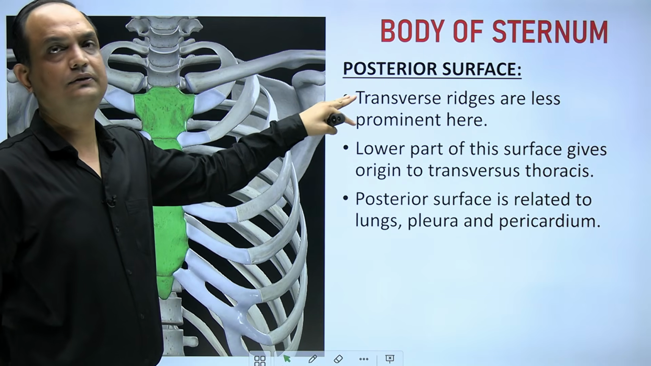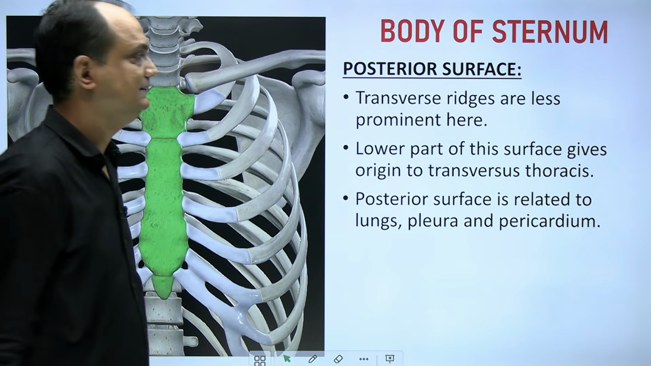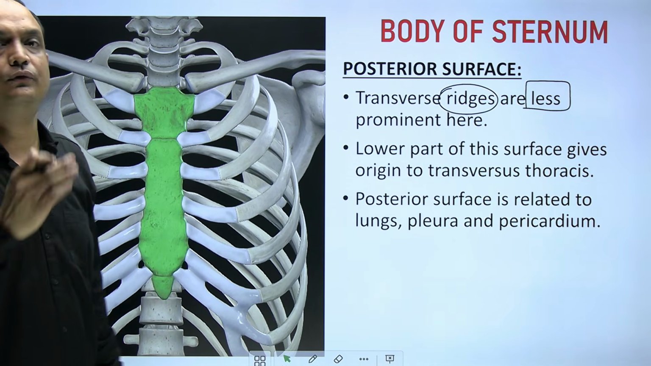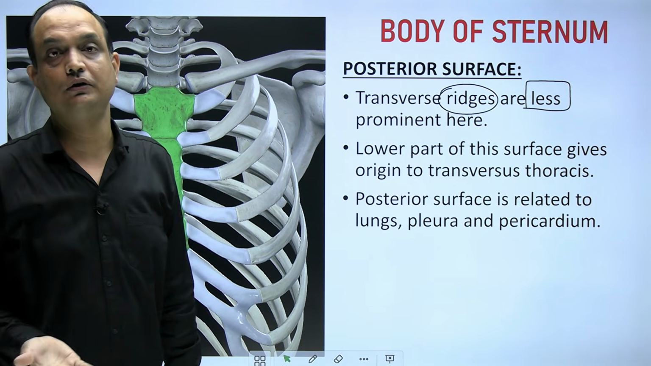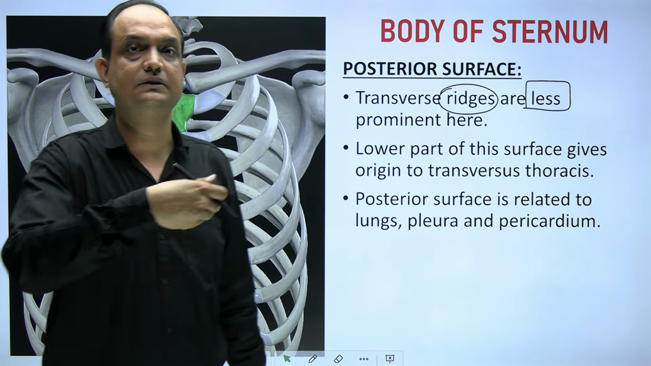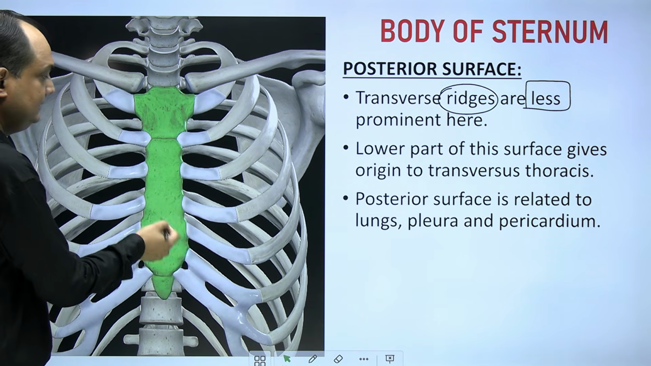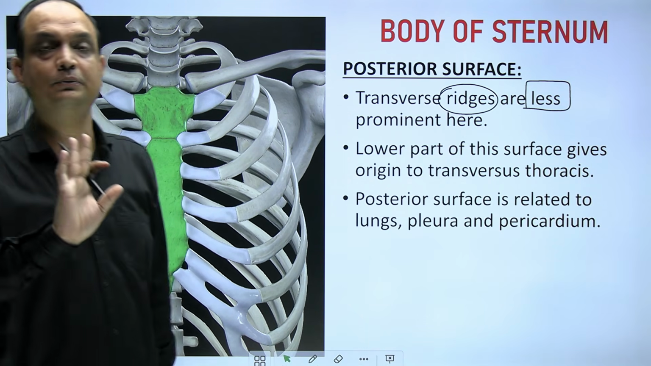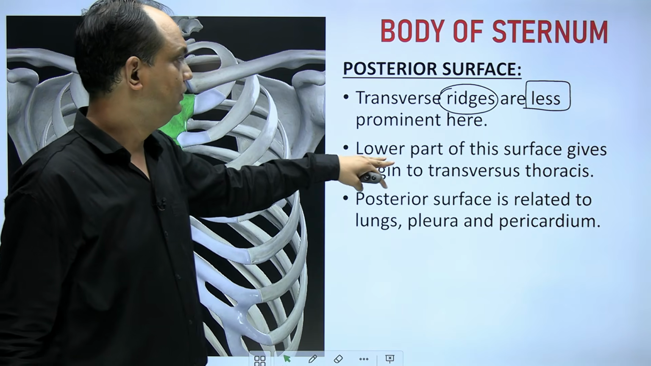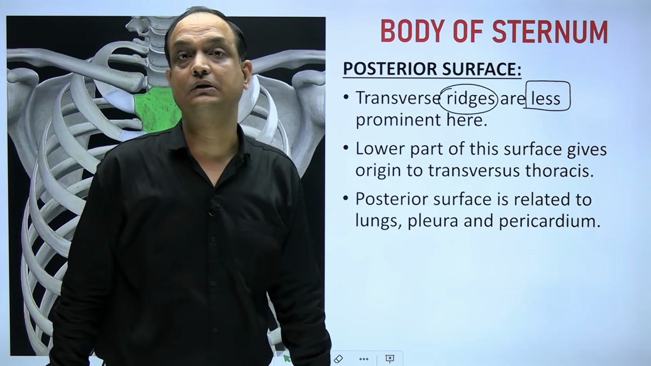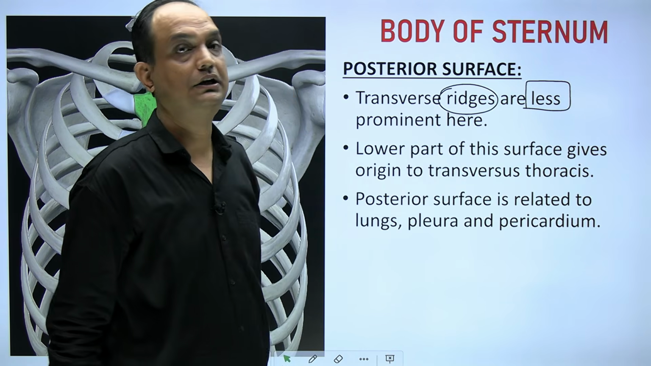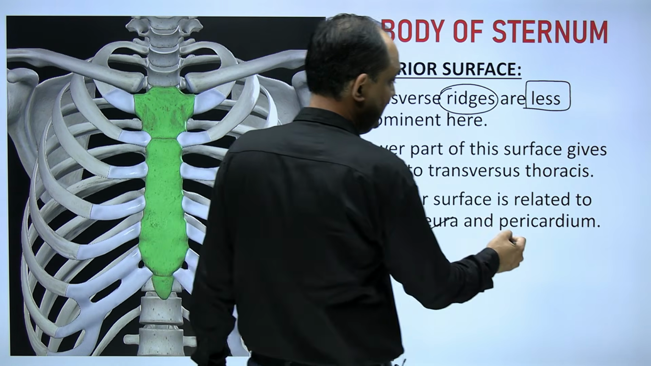Now the posterior surface of the body: as I already told you, transverse ridges are much less prominent. So how to differentiate the anterior and posterior surface of the body of sternum? The most important criterion is to look for the transverse ridges. If the transverse ridges or lines are prominent, then it is the anterior surface, and if they are less prominent, it is the posterior surface. So you have to look at both anterior and posterior surfaces simultaneously. The lower part of this surface gives origin to the transversus thoracis muscle, which is a muscle of your chest wall, and it also has posterior relations with the lungs, pleura and pericardium.